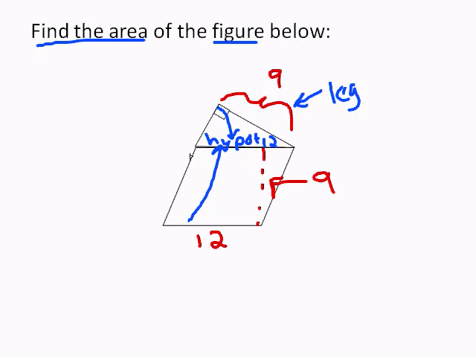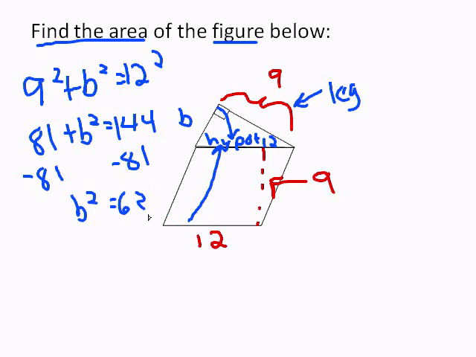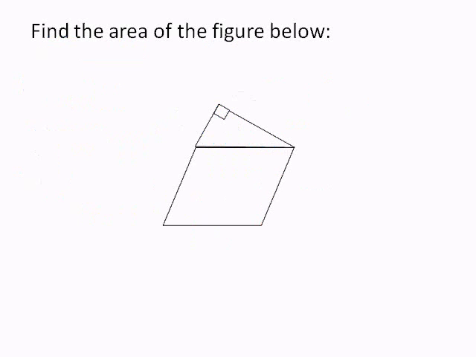Which means it's just like the problem we just got through working. We have to find the other leg in order to find the area. So we go a squared plus b squared equals c squared. 9 squared plus, we don't know what this right here is, we'll call that b, equals 12 squared. 9 squared being 81, 12 squared being 144. We subtract 81 from both sides, and you get b squared is equal to 63. Then you go ahead and take the square root of both sides, and I'm going to bring out the calculator.